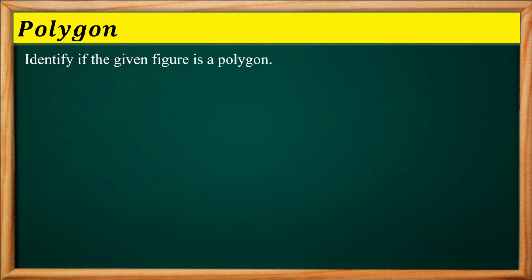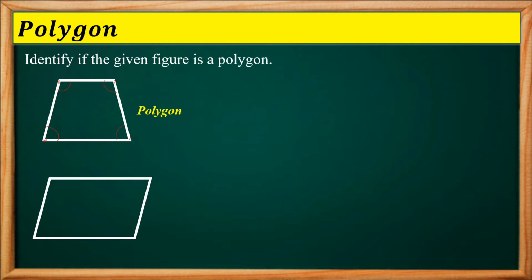Let's have another example. Identify if the given figure is a polygon. As you can see, it is a polygon. Why? It has line segments, then there would be a vertex, this would be a vertex, and there would be a vertex. Because of that, we can create an angle. Remember, a polygon has many angles, and it is a polygon. How about this part? It is a polygon. Good. How about on this part? Parang sa red cross. The same, it is a polygon.